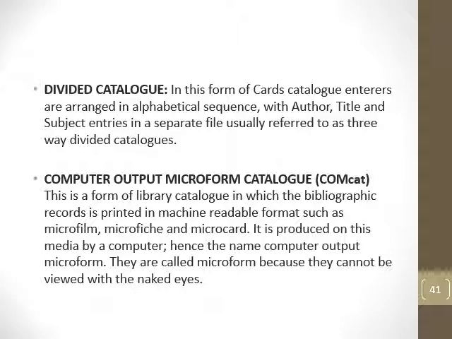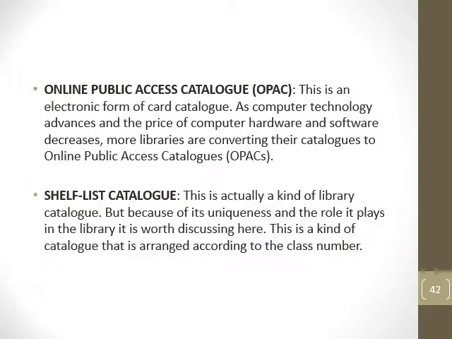Computer output microform catalog, COM catalog. This is a form of library catalog in which the bibliographic record is printed in a machine-readable format such as microfilm, microfiche, and microcard. It is produced on this media by a computer. Hence, the name computer output microform catalog. They are called micro because they cannot be viewed with the naked eyes.